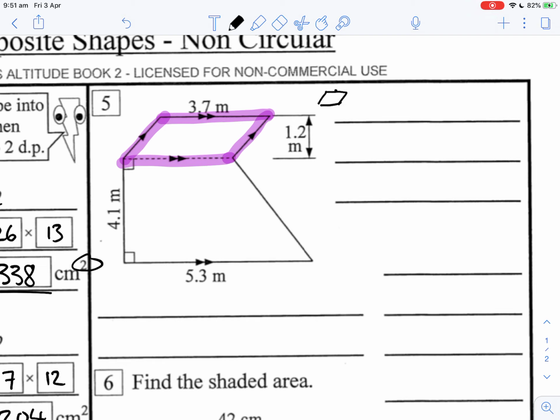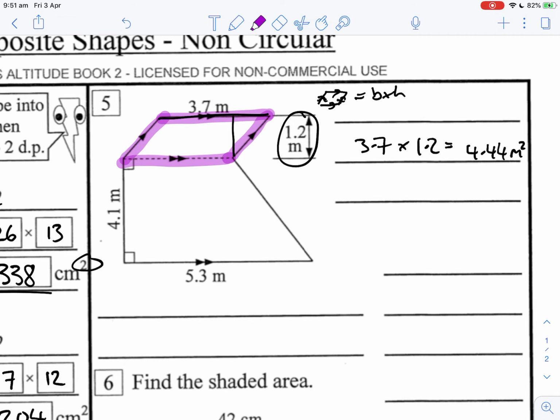So anytime we have a parallelogram, they must be parallel. It's a bit hard to draw. Then the area is equal to your base times your height. In this case, my base was 3.7, and you can see that across the top there. And my height must be this vertical height here, which they've given us. So I'm timesing that by the 1.2. That's going to give me the parallelogram. So 3.7 times 1.2 gives me an area of 4.44, and that was in metres, so metres squared.